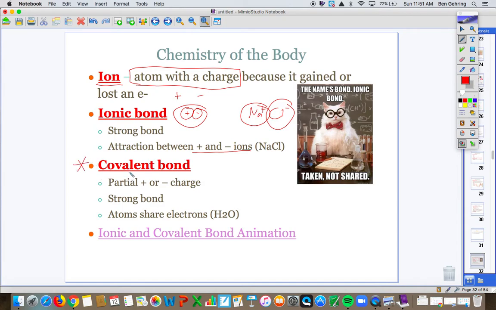Covalent bonds are bonds caused by sharing electrons, and this is where you get partial positive or negative charges, but things are shared. And so this is where two things agree. For example, water has two hydrogens, each sharing an electron with this oxygen, and so everybody is happy, but they're all sharing together. That is an example of a covalent bond.